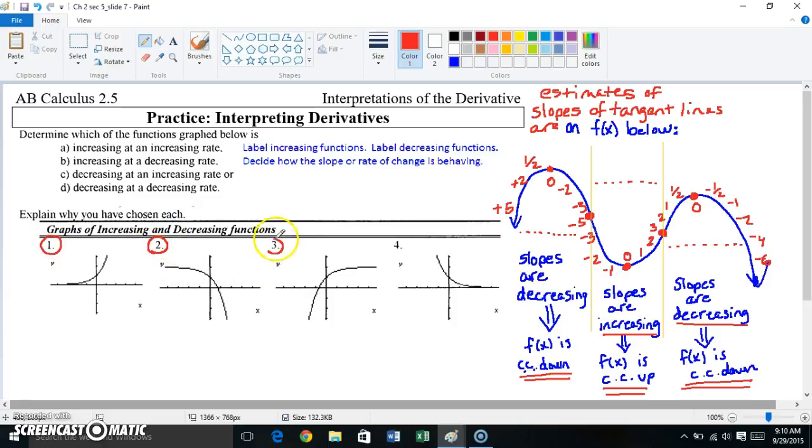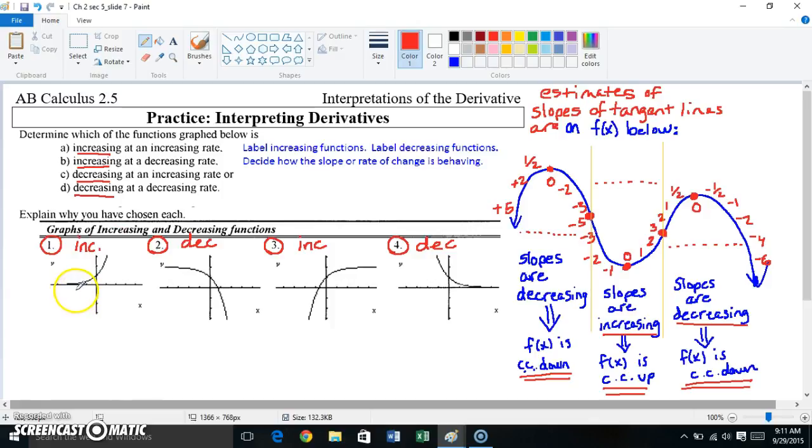So here at the left, we have 4 graphs, and we're supposed to decide if the function is increasing at an increasing rate, or increasing at a decreasing rate, or decreasing at an increasing rate, or decreasing at a decreasing rate. So if we just take a look at the first part, which of these graphs are increasing and which are decreasing? Well, number 1 is increasing. Number 2 is decreasing. Number 3 is increasing. Number 4 is decreasing. But the question is, at what rate? How are those rates behaving? Are the rates increasing or decreasing?